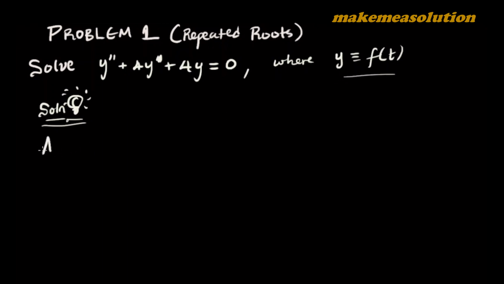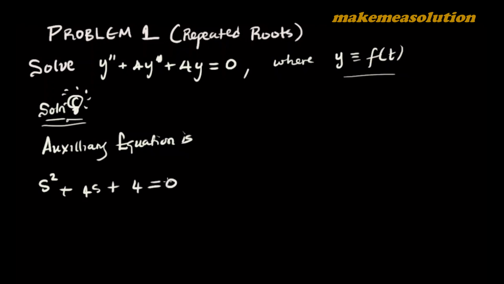So the auxiliary equation is s squared plus 4s plus 4 equal to 0. Now, how did I get the auxiliary equation? I'll repeat myself, there's a trick I normally use. Just replace any y prime prime with s squared, replace any y prime with s, and replace any y with 1. This is the trick to get your auxiliary equation.